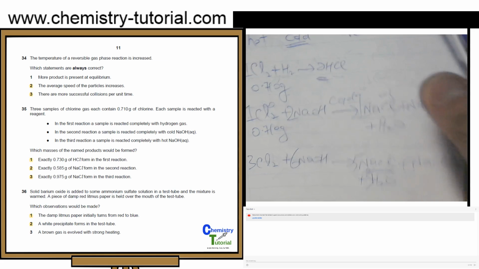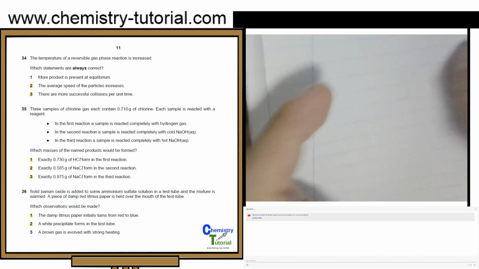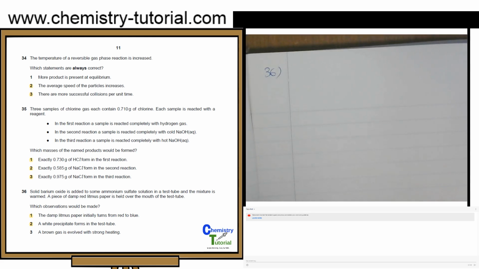For 36, solid barium oxide is added to some ammonium sulfate solution in a test tube, and the mixture is warmed. A piece of damp red litmus paper is held over the mouth of the test tube. Which observations will be made?